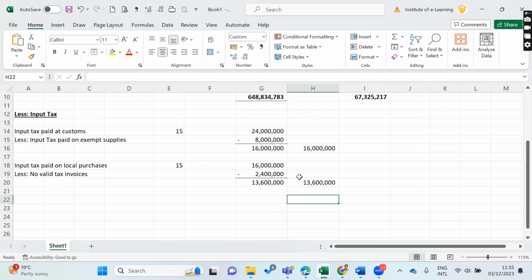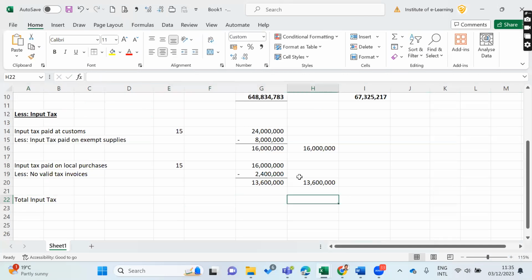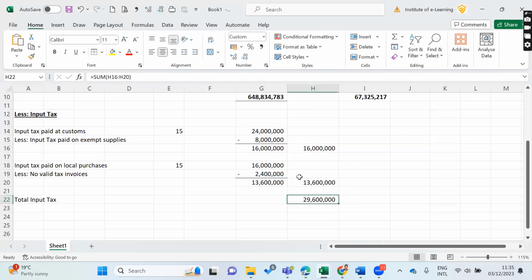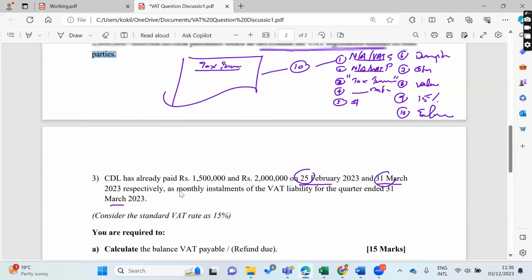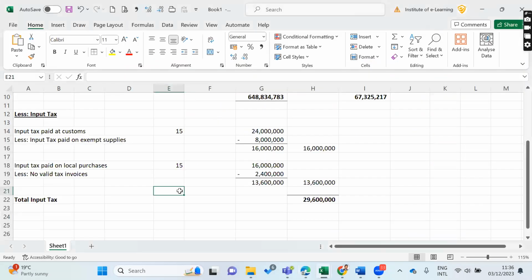Then total input tax. Here I take it as total input tax, 29.6 million. Clear? And then let's look at the question. Any other things? Finally, we have only payments, other than that, no adjustments.